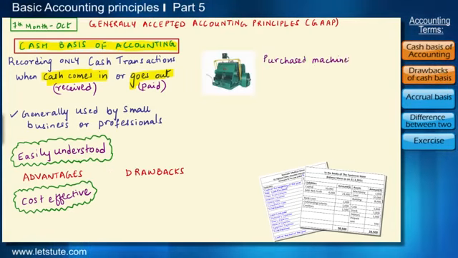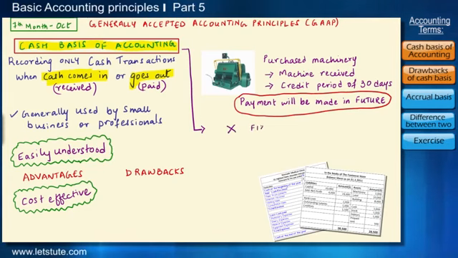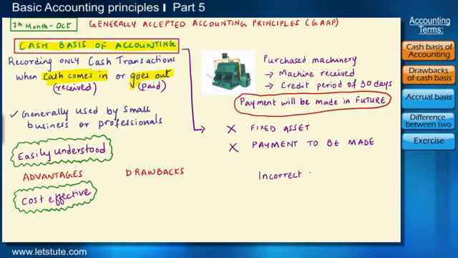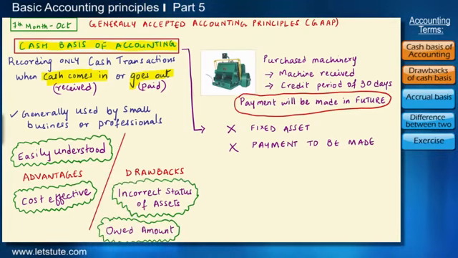What happens if we place an order for a machinery and this machinery is received, but we are given a credit period of 30 days to pay for it? If we follow the cash system of accounting, since cash is not yet paid, we will not show this machinery as a fixed asset, and we will also not record payment to be made for it in future. So therefore, it gives an incorrect status of assets, and we don't know what is the owed amount. In today's world, majority of business transactions are on non-cash basis. This is a major drawback of keeping records on cash basis.